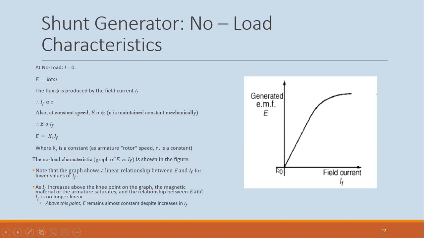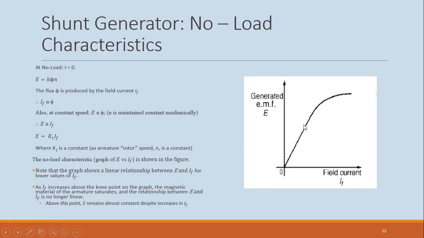So the no load characteristics of the machine is like this. As we increase IF, the induced EMF is increasing, right? As you increase IF, induced EMF is increasing until it reaches a point where the armature material becomes saturated. So further increases in IF will only result in minimal increase in the induced EMF, right? So this is where now the armature core is saturating.